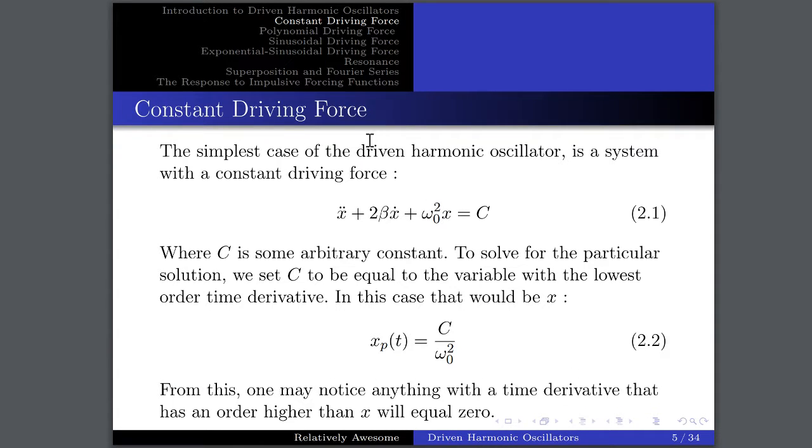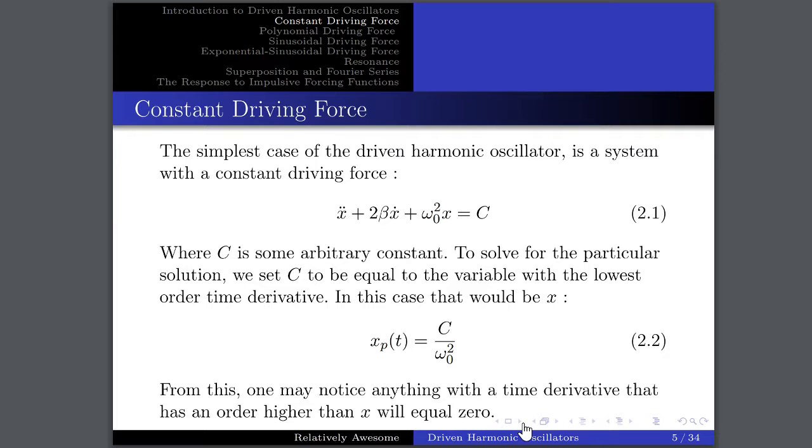The simplest case of the driven harmonic oscillator is the constant driving force. If we let the damped harmonic oscillator be equal to some arbitrary constant c, to solve the particular solution, we set c to be equal to the variable with the lowest order time derivative. In this case, that would be x. From this, one may notice that anything with a time derivative that is higher than x will be equal to 0. And thus, the particular solution will be the following.